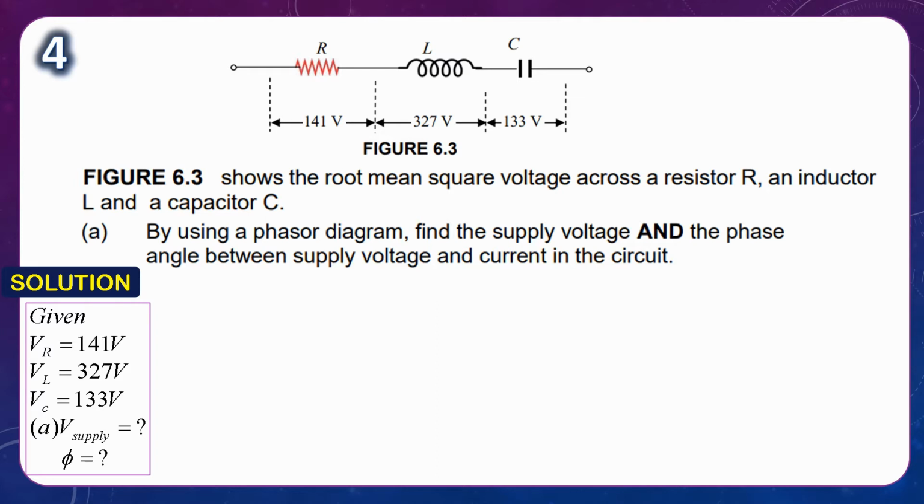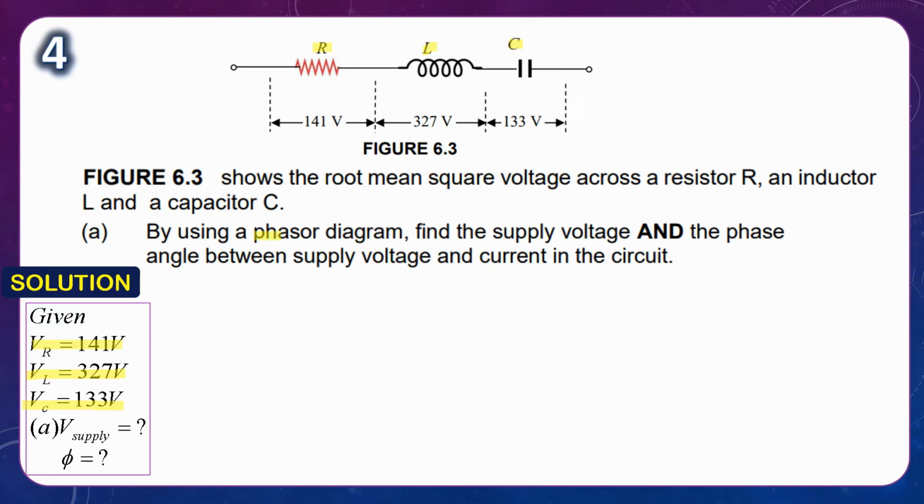For question number 4, figure 6.3 shows the root mean square voltage across a resistor R, an inductor L and a capacitor C. For question 4a, by using a phasor diagram, find the supply voltage and the phase angle between the supply voltage and the current in the circuit. Referring to figure 6.3, this is an RLC circuit. From the figure, we have VR equal to 141 volt, VL 327 volt, and VC equal to 133 volt.